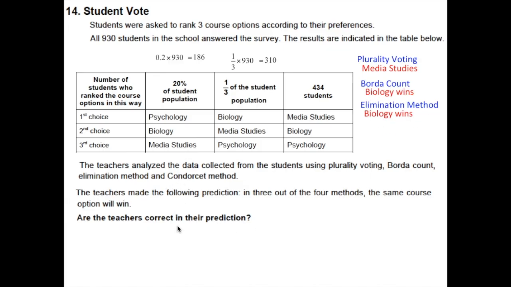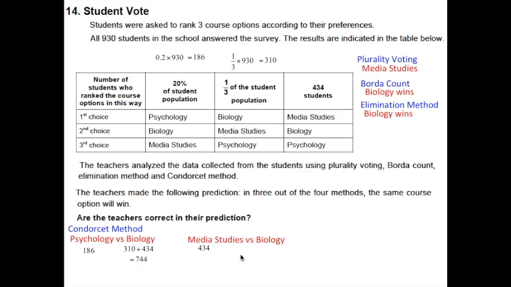So let's look at the Condorcet method. We're going to compare 2 of these courses, like psychology to biology, and see who's preferred by whom. Here, psychology is preferred over biology by the 186, then nowhere else. 186 times psychology is preferred over biology. Everywhere else biology is preferred, so here and here. So 310 plus 434, which is 744.